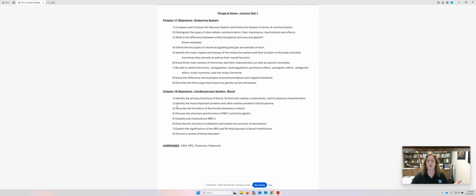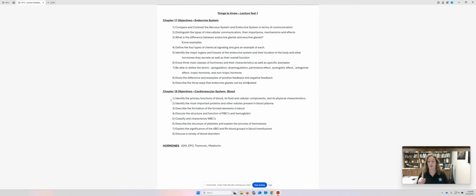So what do you have to know? Again, if you're in lab, you're going to be doing this in lab as well. So you're going to need to know the primary functions of blood, its fluid and cellular components, and its physical characteristics. Number 2, the most important proteins and solutes that are present in blood plasma. Describe the formation of the formed elements.